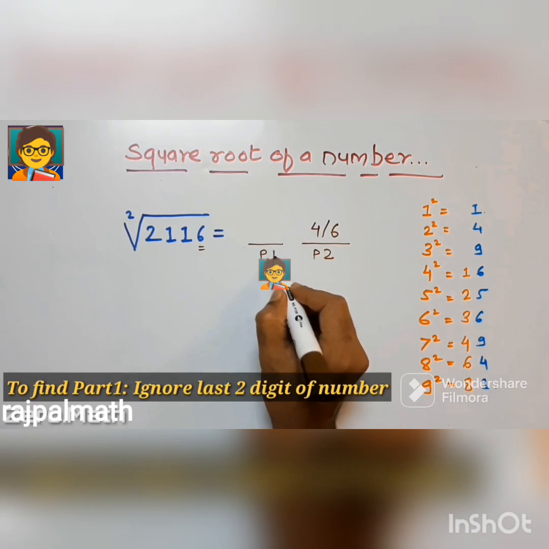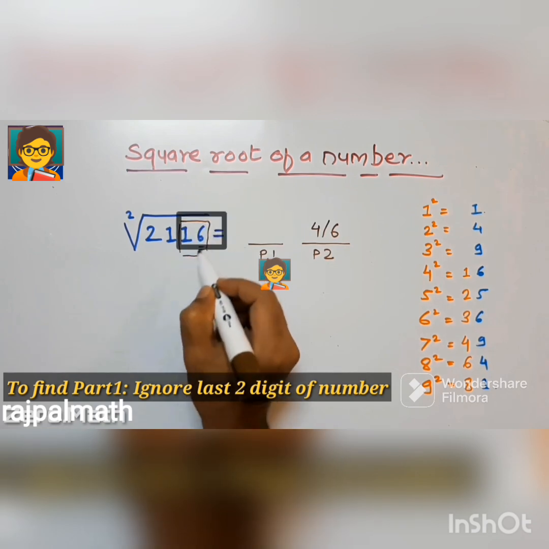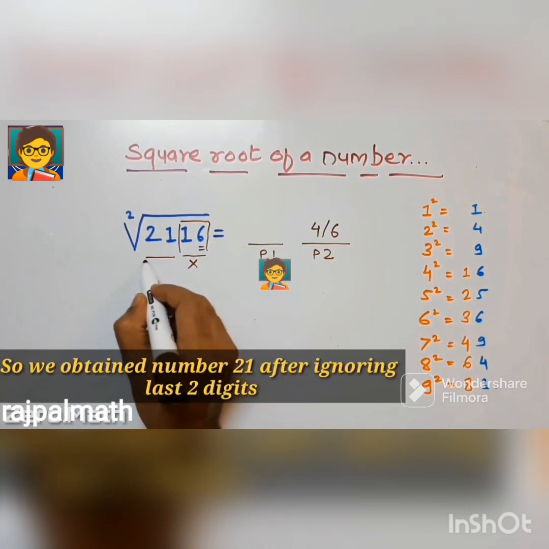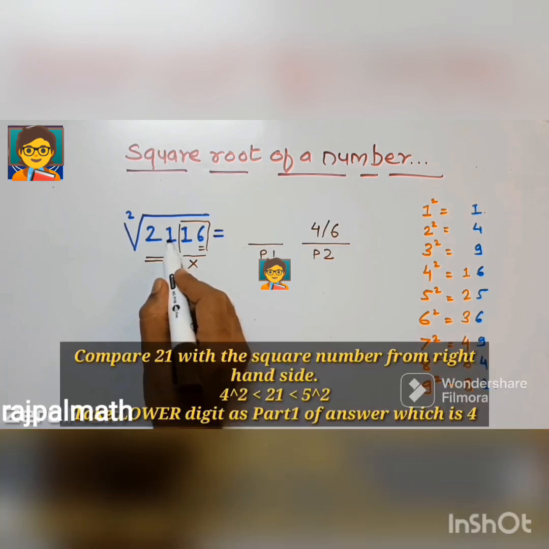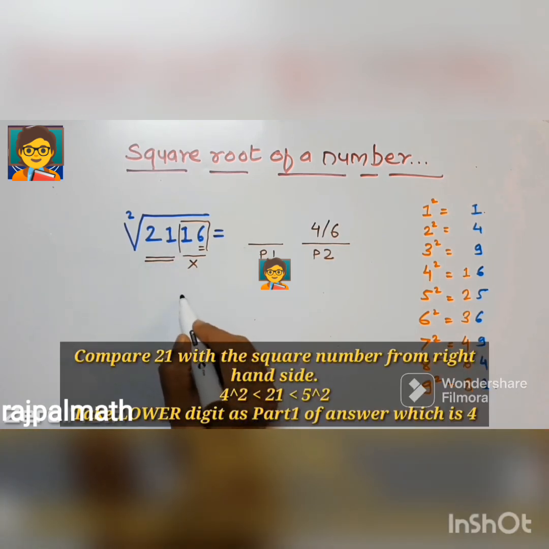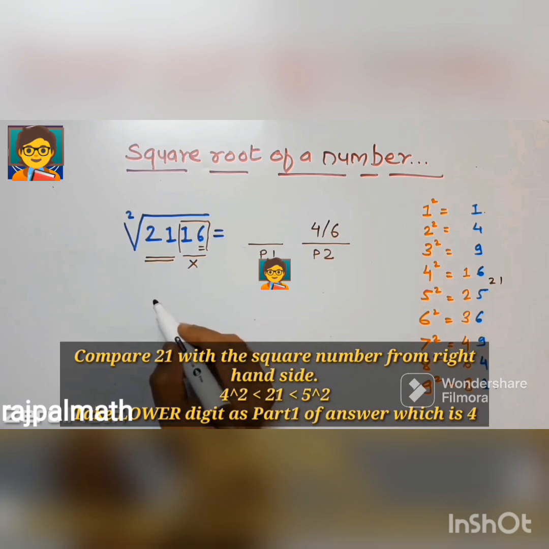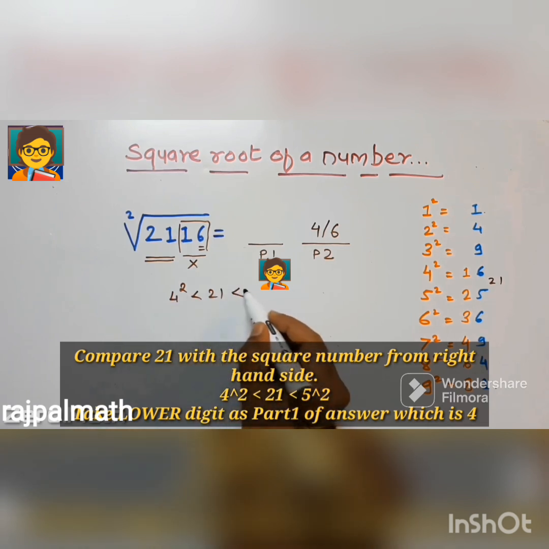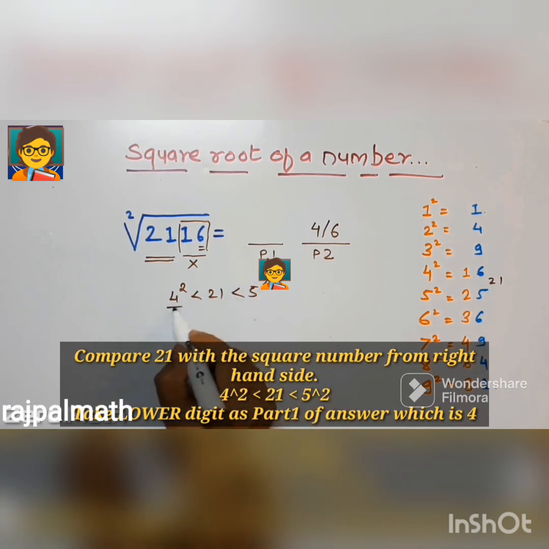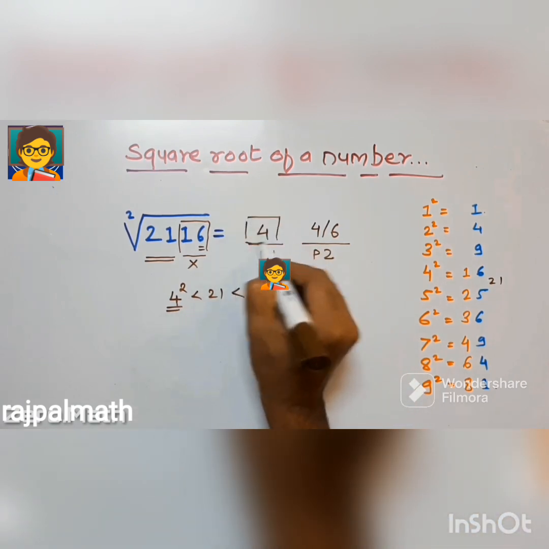Let's try to find out part 1. To find part 1, I'm going to ignore the last two digits and consider the rest of the number, which is 21. I'm trying to fit this 21 between two square numbers. If you can see, 21 falls between 16 and 25. So 4 square is less than 21, which is less than 5 square. So always take the lower digit, which is 4. So 4 is the first part of my answer, which is fixed.